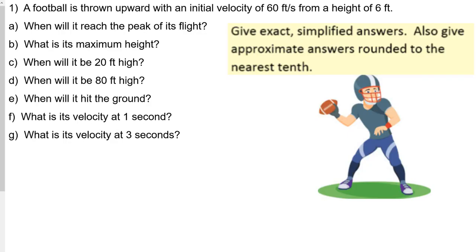So here's number 1. A football is thrown upward with an initial velocity of 60 feet per second from a height of 6 feet. Now those numbers might not be incredibly realistic. That's okay. We can do the math even if the numbers aren't completely realistic. And we're giving exact simplified answers.